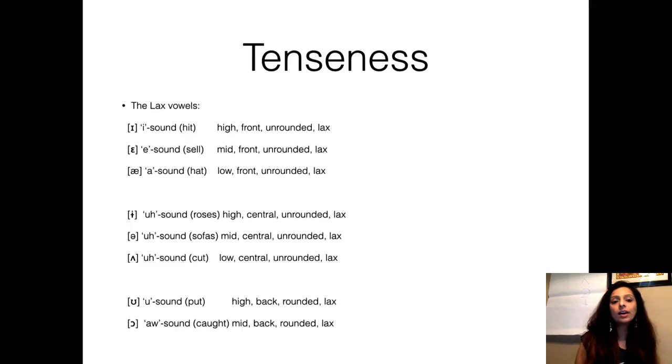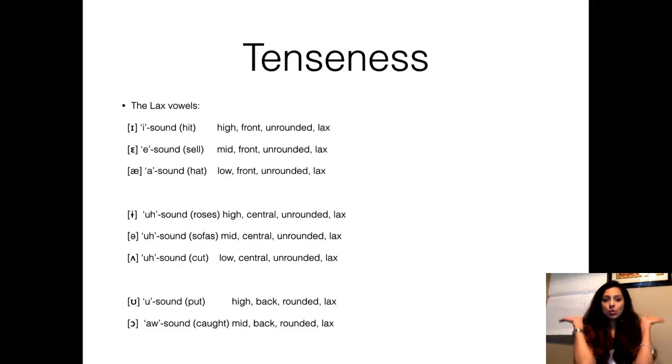So here are the lax vowels of English. So this is the capital I, which is the sound in hit, and this is a high front unrounded lax vowel. And then you have E, which is a mid front unrounded lax vowel. And then you have A, which is a low front unrounded lax vowel. And then you have the sound like in roses, and then the schwa sound as in sofas, and then the upside down V sound as in cut, which are all lax vowels. And they're all central lax vowels.